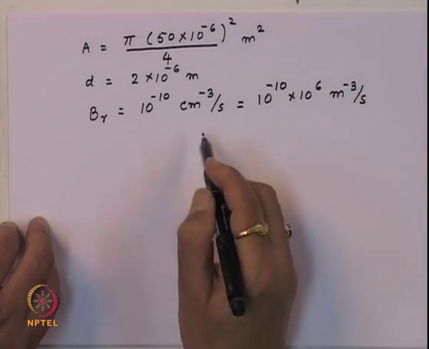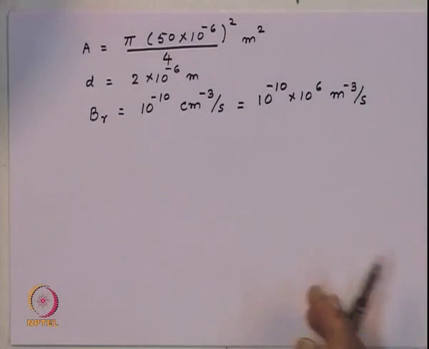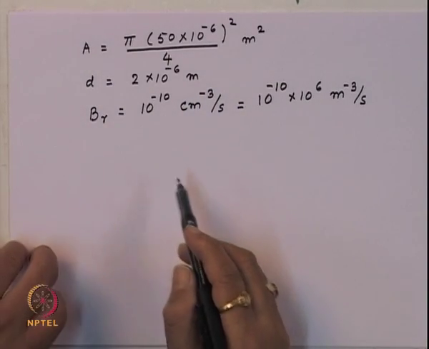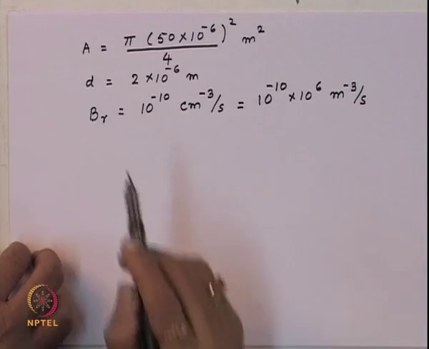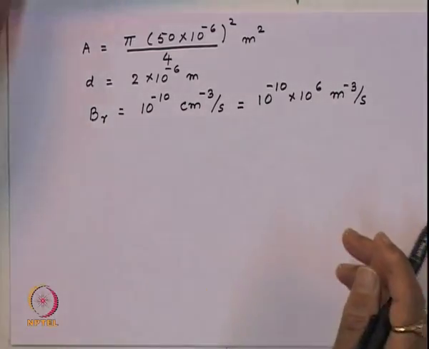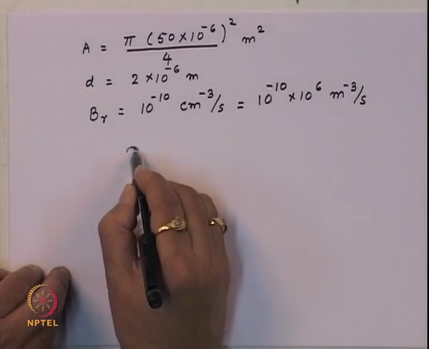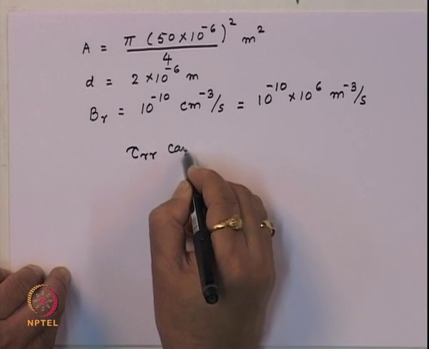So, now we know all the quantities in this expression. We know q, we know the area of cross section, we know the diameter, we know the thickness of the active region, we know the recombination constant. So, from here then we can calculate this value of tau rr.